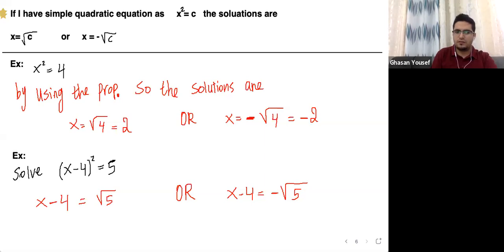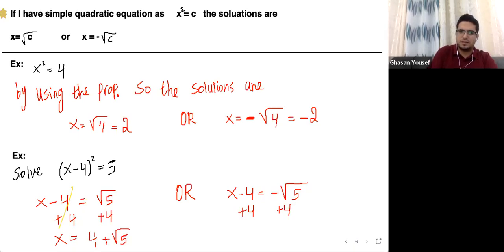Now to get the value for x only, I have to add 4 to both sides here, plus 4, and here I also do the same thing, adding 4 to both sides, because I need the value for x only. So this cancels out. Now I get x equals 4 plus the square root of 5. And here the same thing, they cancel out each other. So now I get x equals, same thing, 4 minus the square root of 5.